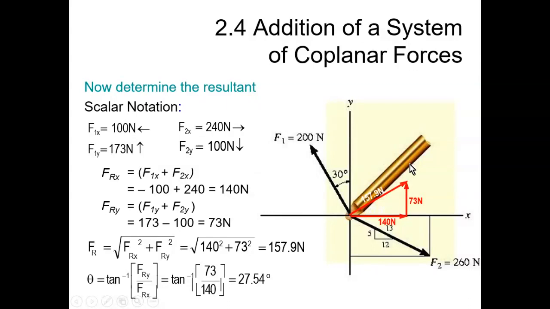Here, that is the resultant force. The resultant force is being shown by a red triangle, and that red triangle has a big X, big Y. The big X is 140, the big Y is 173, and the angle between them is 27 degrees.